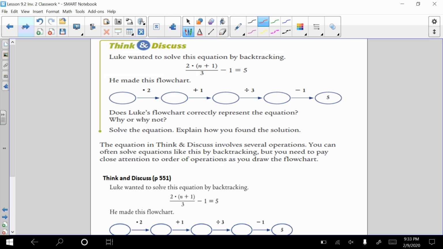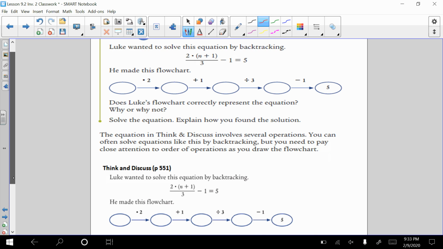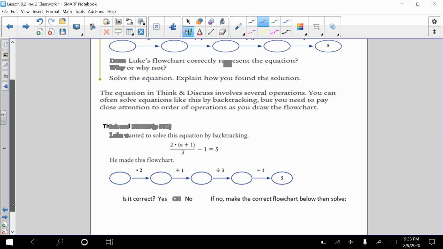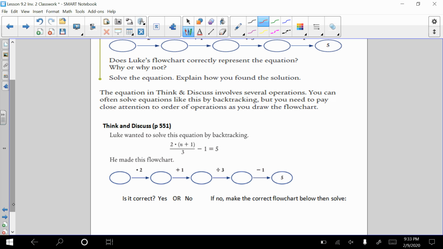Here's another one. Here's Luke's. To solve this equation, here's his flow chart. He had times 2 plus 1, divide by 3, minus 1, all to get to 5. Is his flow chart correct? Did he do the right thing? Well, let's think about that. What does PEMDAS say we have to do? PEMDAS says I have to do parentheses first. So no, that is not what he did.